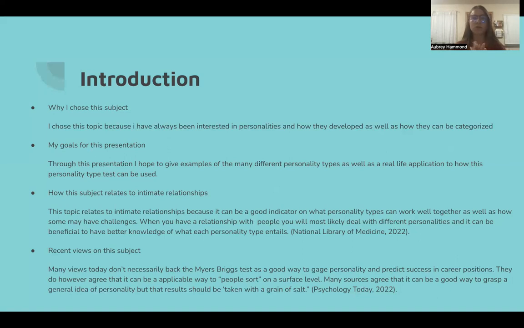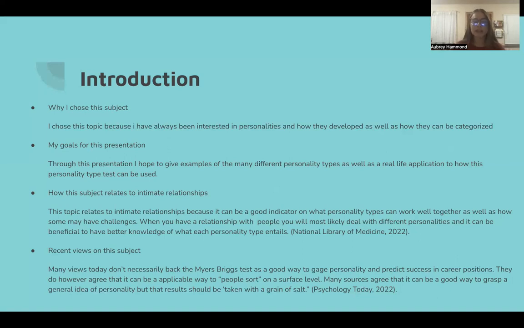like to be talked to or how they handle situations, which can be super helpful when you're dealing with people that you are in relationships with, or just friends with, or your family. It can be really helpful to know how those people work, so it's a good indicator of how they work by their personality type.